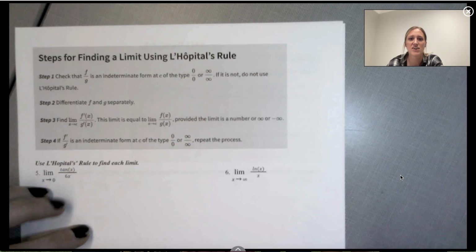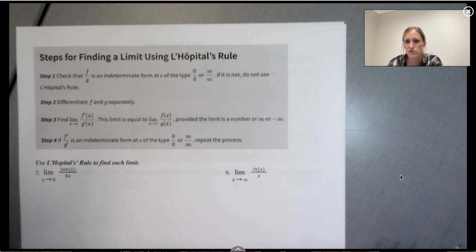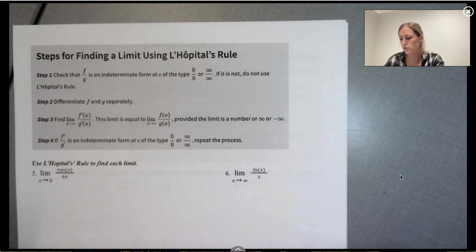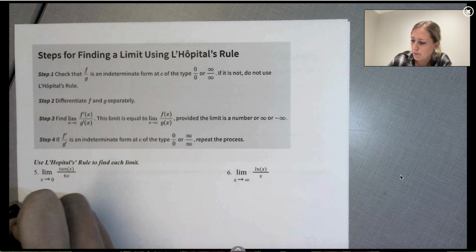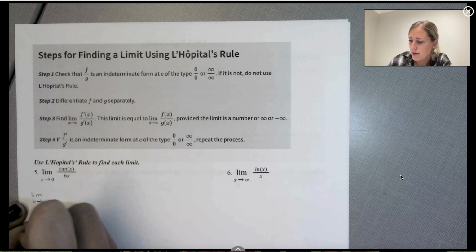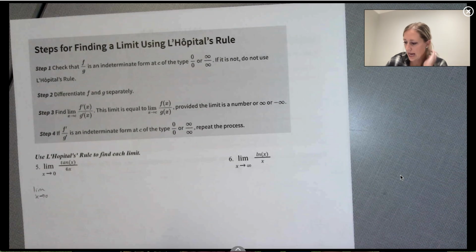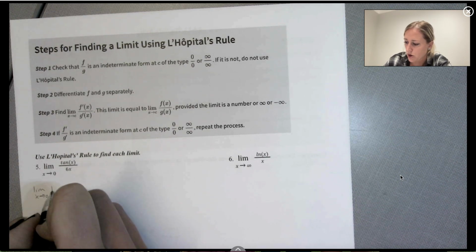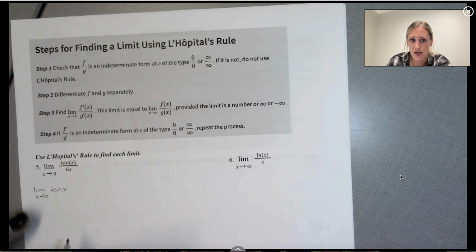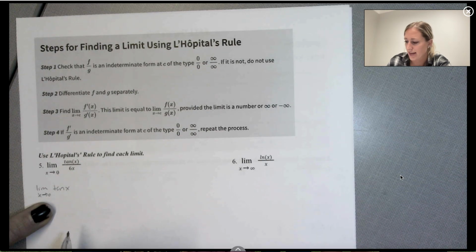All right, so here are our steps. First, we need to check, does it produce an indeterminate form? If not, we're not going to use L'Hopital's rule. So first, we have to do that. Okay, so we are going to look at these separately. This is kind of important for AP notation. So we're going to look at these two derivatives. We're going to show the limit as x approaches 0 for tangent of x.